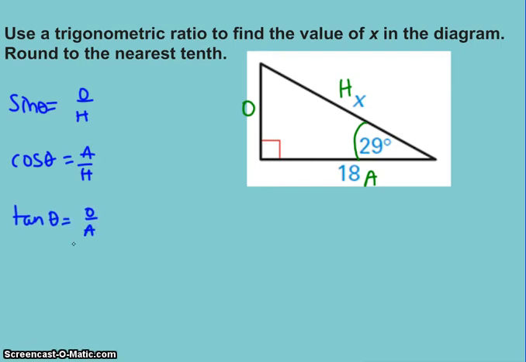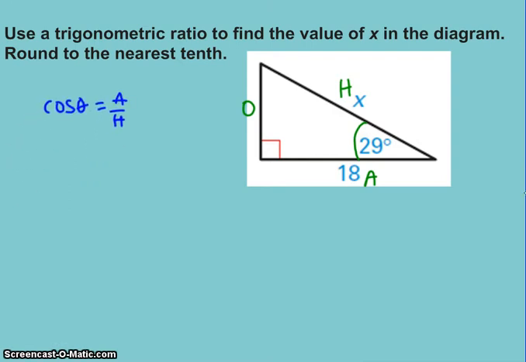If I go back and look at these three trig ratios, I notice that I don't have the opposite, so I can't use sine or tangent. However, I do have the adjacent and the hypotenuse. So we are going to use this formula and plug it in. I have cosine of theta, remember theta stands for the angle, so 29 degrees, is equal to the adjacent over the hypotenuse.